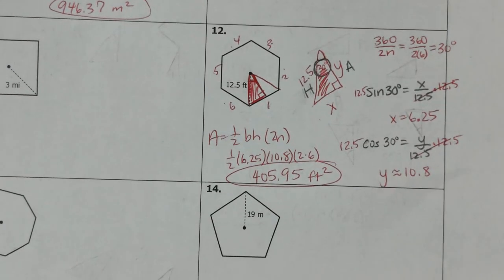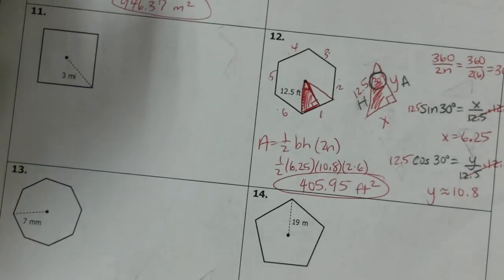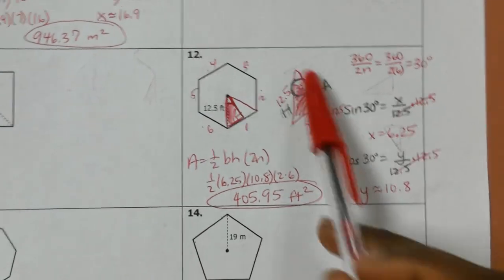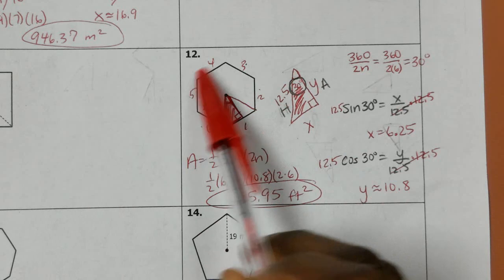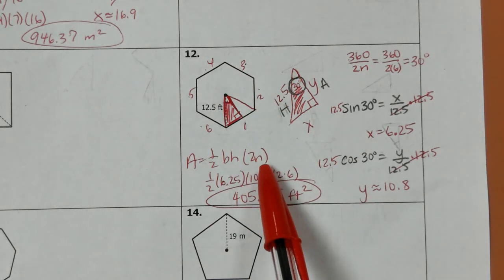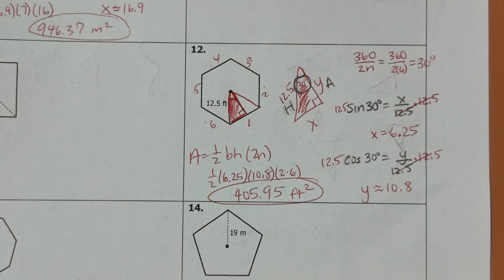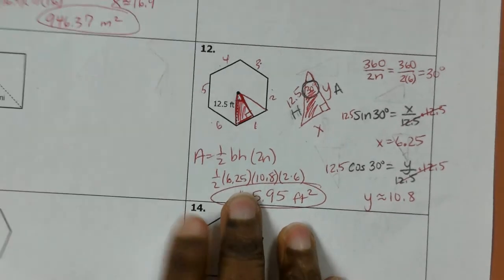Okay, so for 11 through 14, you're going to have to do trig twice to find both the base and the height of the triangle, so that you can multiply the area of the triangle that you get times the number of triangles that it can make, which is 2 times the number of sides. Okay, and that's the area of regular polygons process.